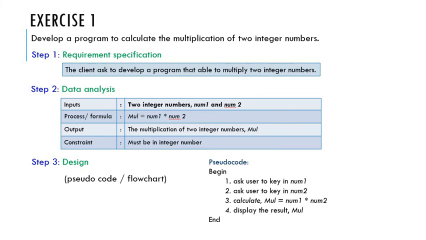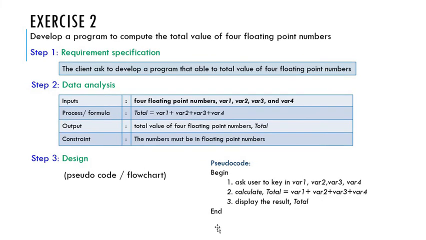So we go to exercise 2. This is the example of pseudocode for exercise 2. You ask user to key in var1, var2, var3 and var4, and then you calculate the total. This is the formula, and the last step is you display the result of total. You begin and end the pseudocode.